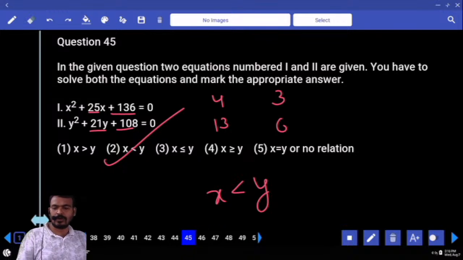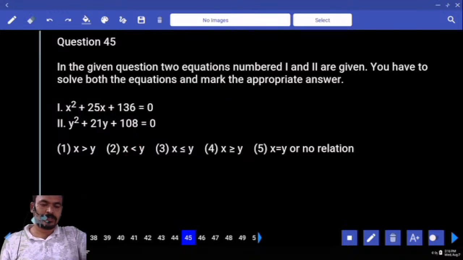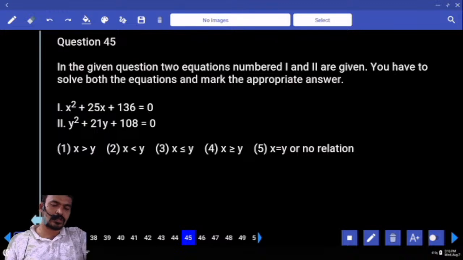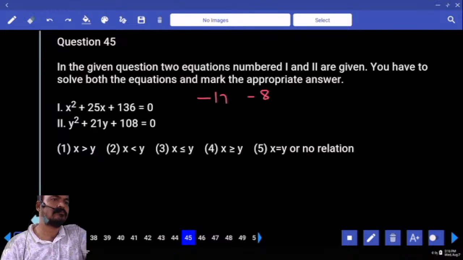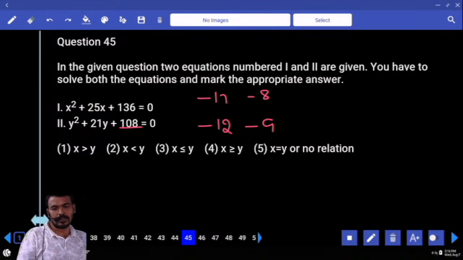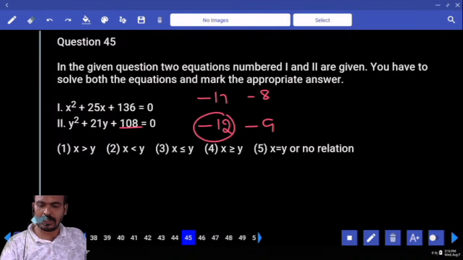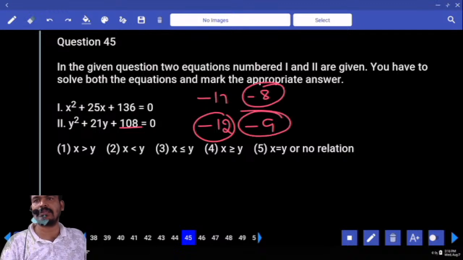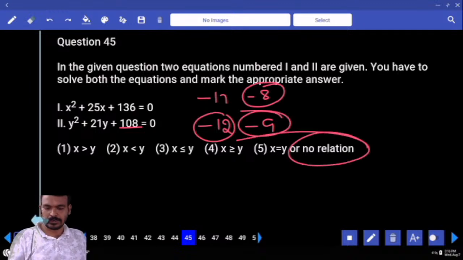Next question number 45. X square plus 25x plus 136 equal to 0. 136. 17 8 times or 18 7 times? 17 8 times. Means minus 17 minus 8. Okay, 108. 12 9s are minus 12 minus 9. What is the answer? No relation. Minus 12, minus 8 and minus 9. What is the answer? No relation.